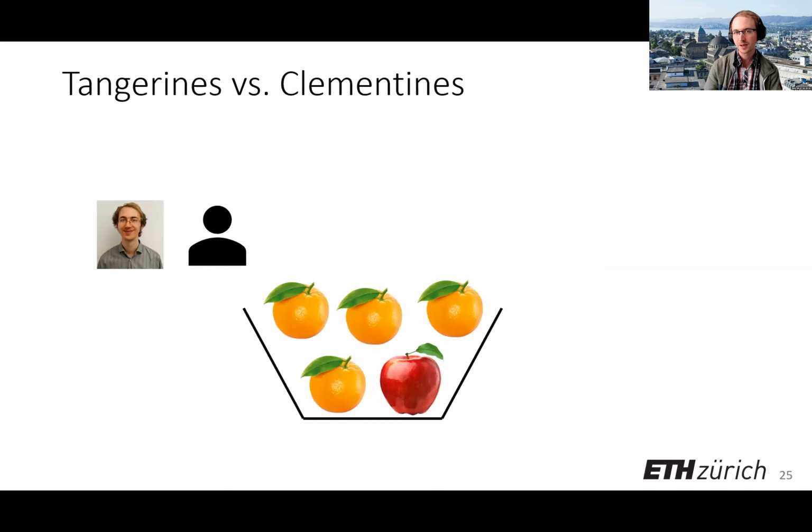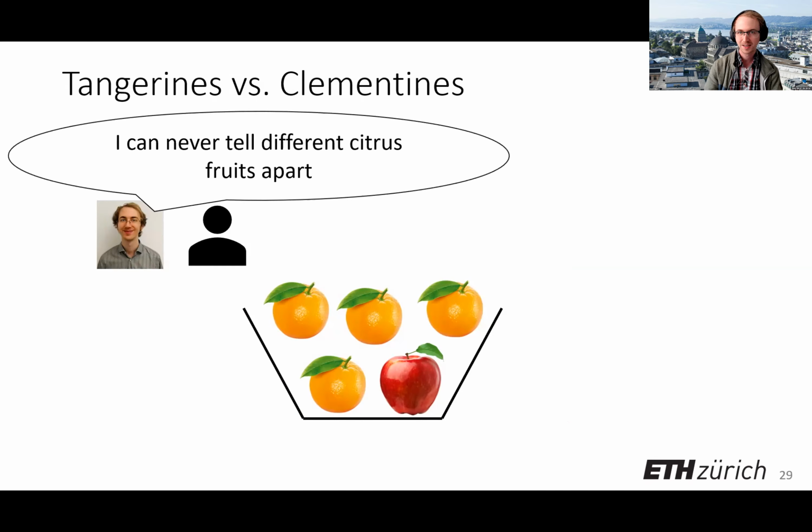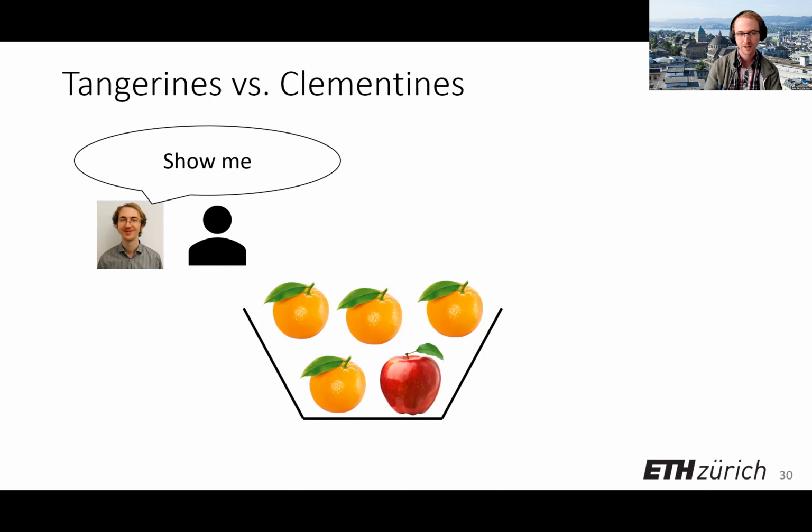And let's also assume that there is a bowl with fruits containing both tangerines and also clementines. Now, I'm actually very bad at telling these different citrus fruits apart. They all look the same to me. So this is what I tell you in order to start some small talk. And you might actually respond that you can clearly tell the difference. So I challenge you to show me.